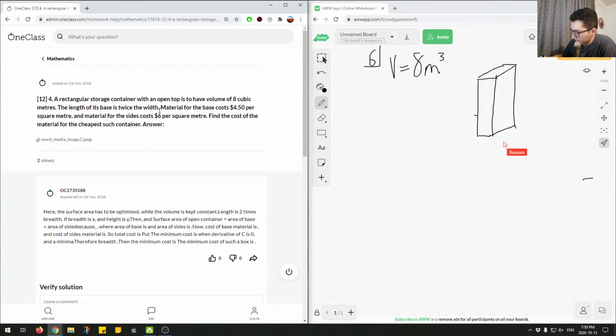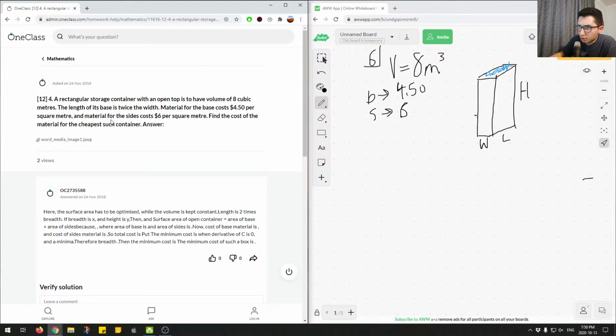So we have L over here and W over here, and we have H over here, and we know that there's an open top, so there's no material in the top area. This area is just open. And then material for the base costs $4.50 per square meter, so for the base it is $4.50. And for the sides, which we'll represent by S, it is $6.